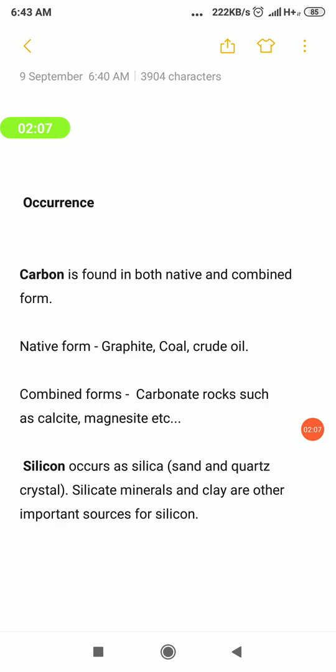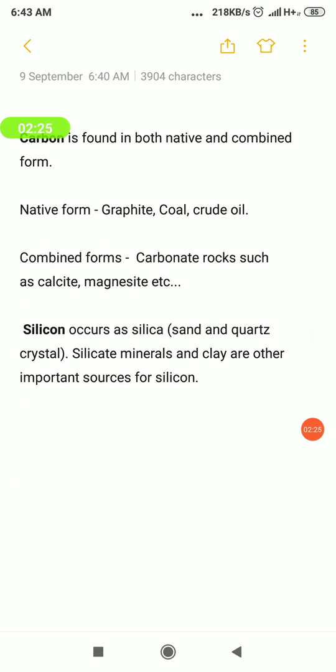Then silicon, it occurs as silica mainly in sand and quartz crystal. So these are the two sources. Silica means SiO2. Silicon formula is Si, whereas silica formula is SiO2. Okay, and silicate minerals and clay are other important sources for silicon. So with this occurrence over.